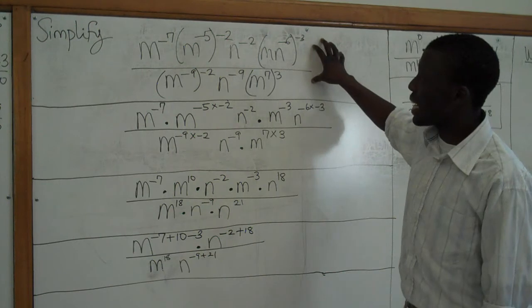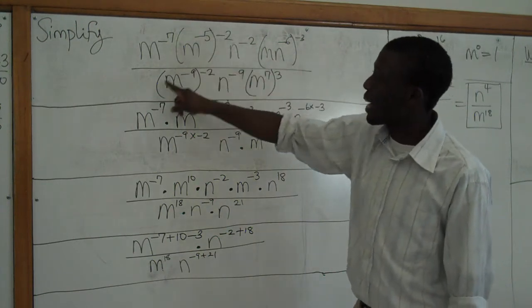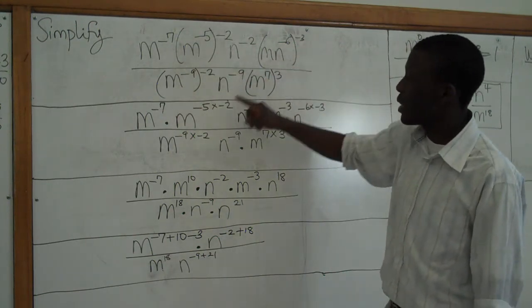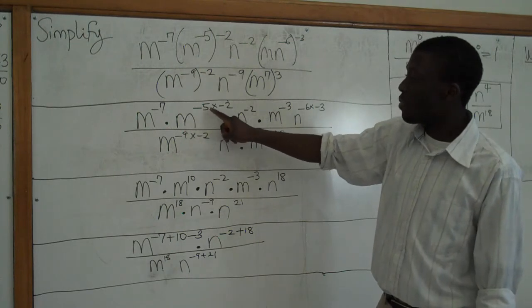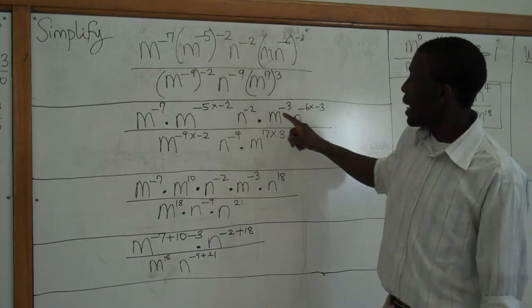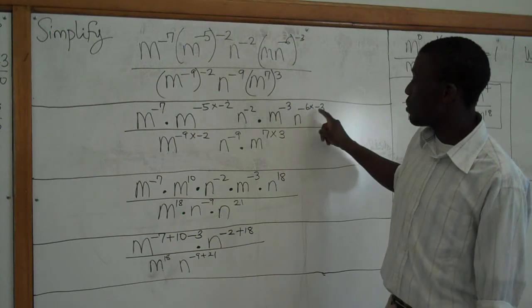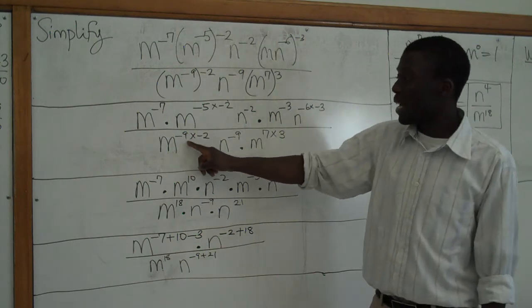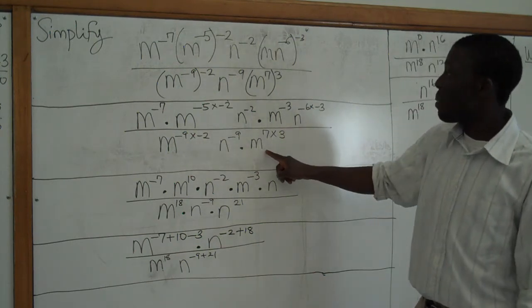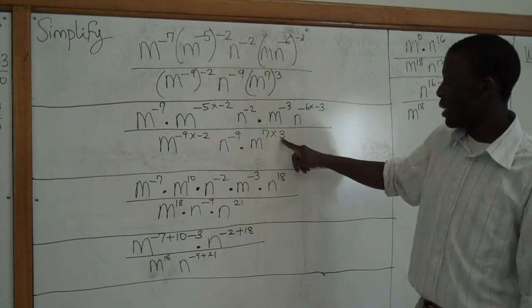Step 1 of what I did was to simplify all the brackets that were involved and the exponents. That gives us m to the negative 5 times minus 2, and then n to the negative 6 times minus 3, and then m to negative 9 times minus 2, and then m to 7 times 3.